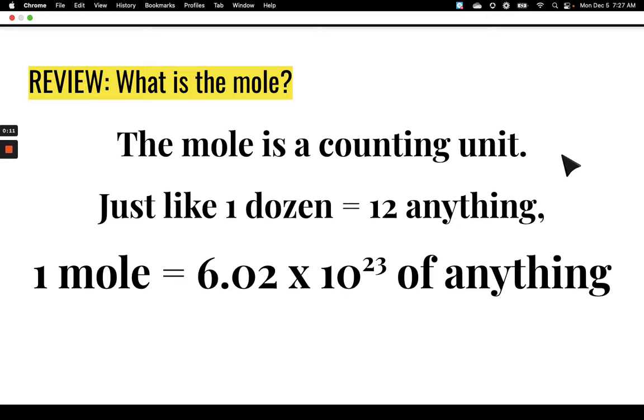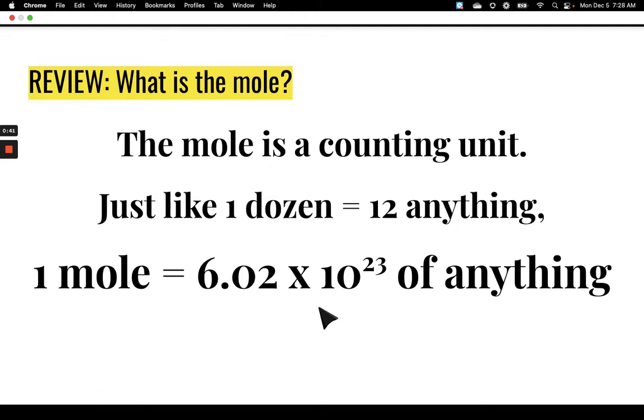Now, in a previous video, we talked about the fact that the mole is a counting unit, just like a dozen. Just like 1 dozen is 12 of anything, 1 mole is 6.02 times 10 to the 23rd of anything. However, these two grouping units are really appropriate for different things. 1 dozen is very appropriate for eggs or donuts because they are large, and if you have a dozen eggs, that's a convenient thing to bring home.